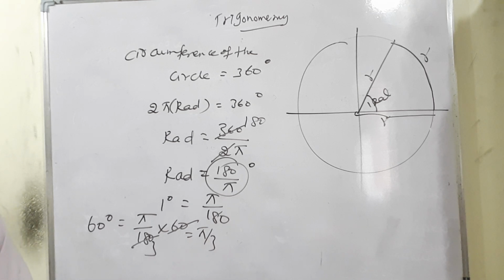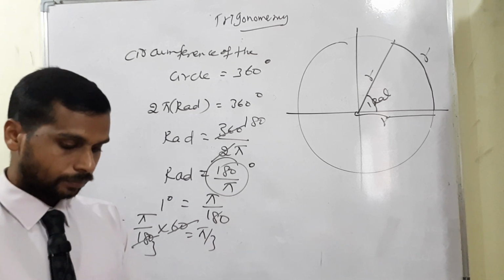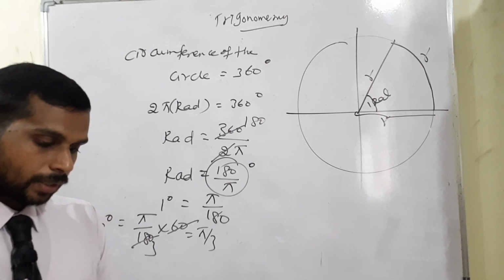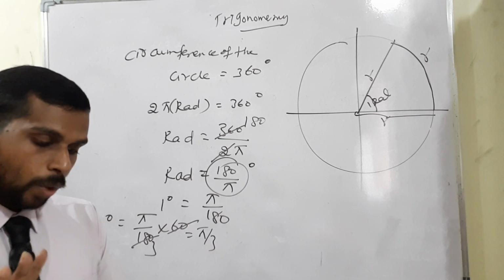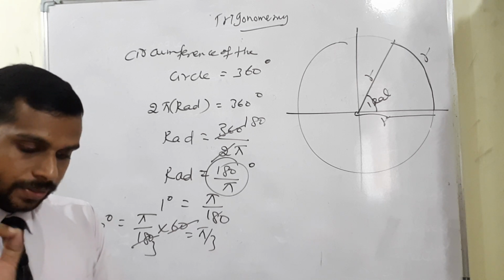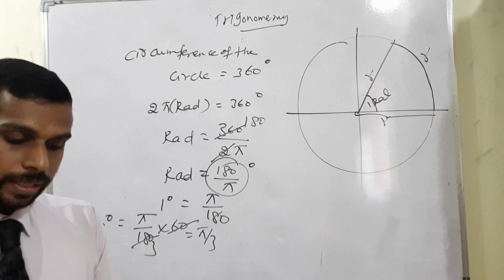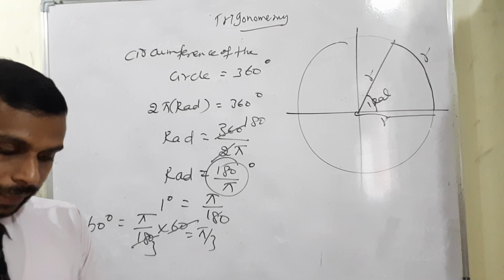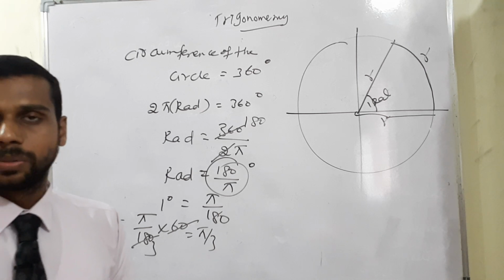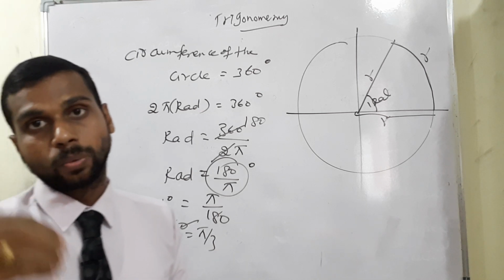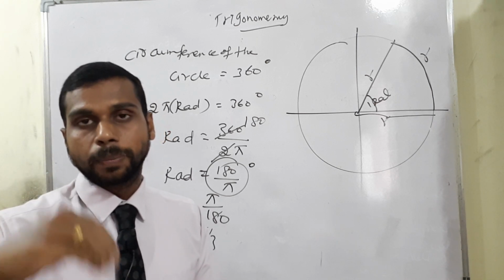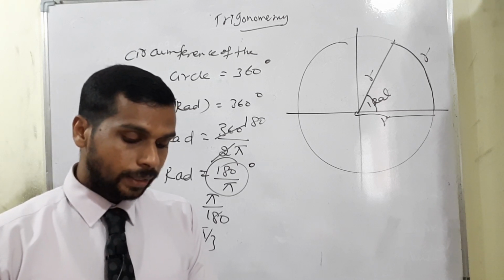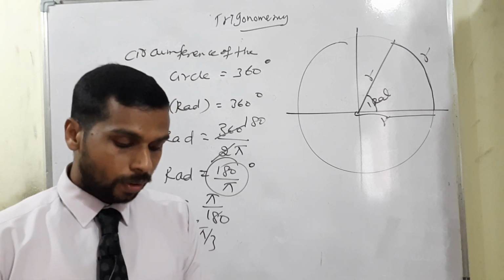Then some important points are there in your book. Just read them now. There are four points about degree measurement. Two angles that have exactly the same measurement are called congruent. Second, two angles whose measurements add up to 90 degrees: suppose one angle is 55 and another is 35, so 55 plus 35 is 90, that is called complementary angles. Two angles whose measurements add up to 180 are called supplementary.